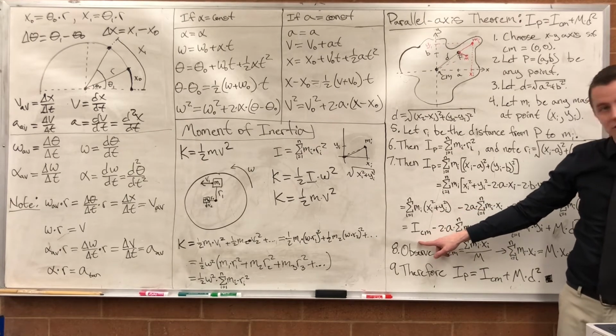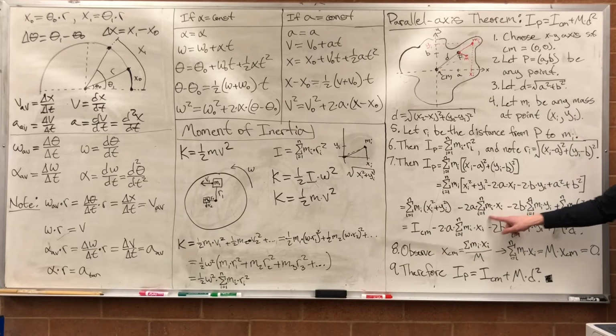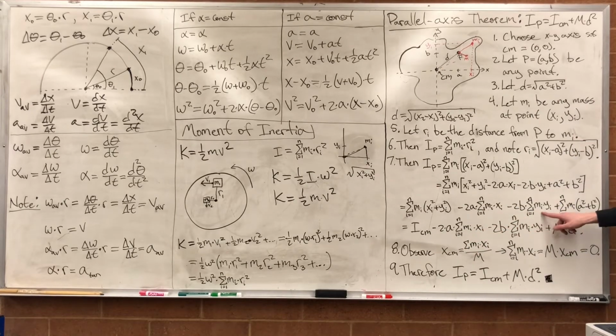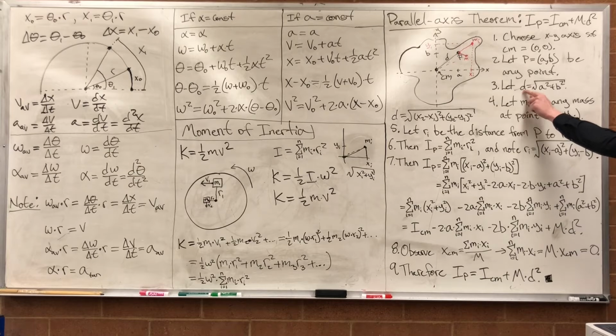Good with that substitution? Mm-hmm. Notice that the square, or a squared, look back up here for a second. D is equal to the square root of a squared plus b squared. So if I square both sides, then that gives me this. So this is the same thing as d squared.